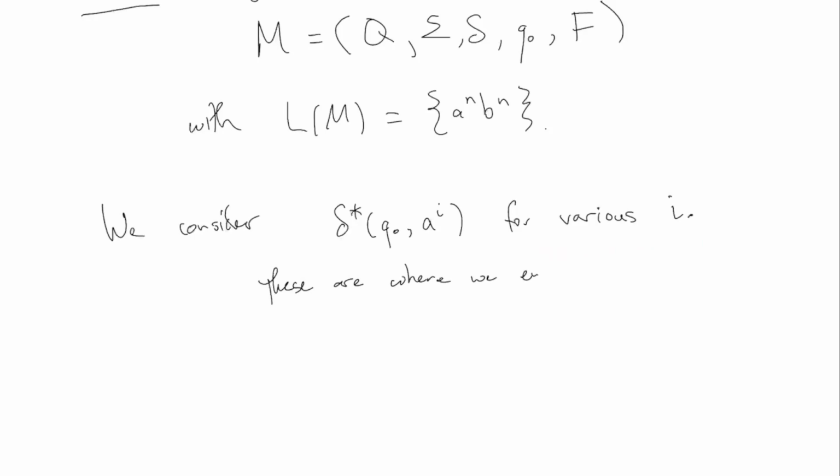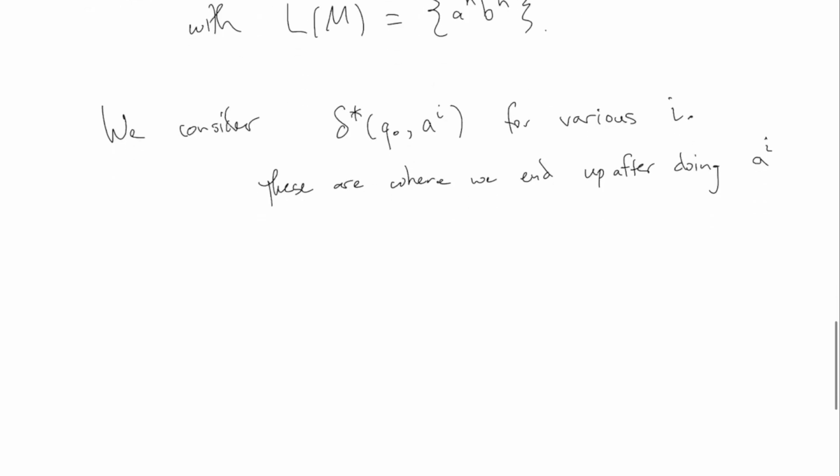where we end up after doing A to the I for various exponents, right? So after doing 1A, you go somewhere. After doing 2 A's, you go somewhere else. After doing 3 A's, you go somewhere else. And this is the key observation of the proof, which really doesn't seem like much at all, but it turns out to be super important.